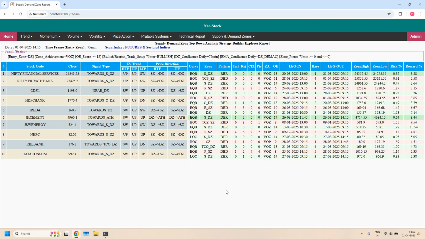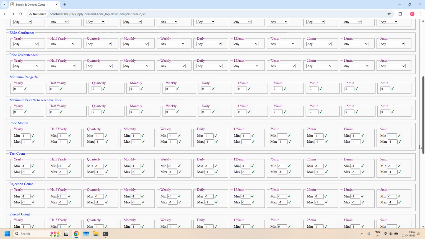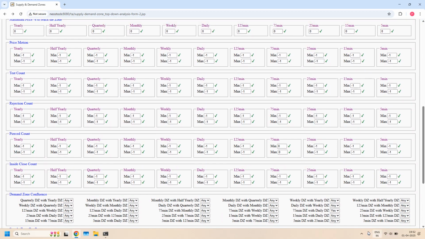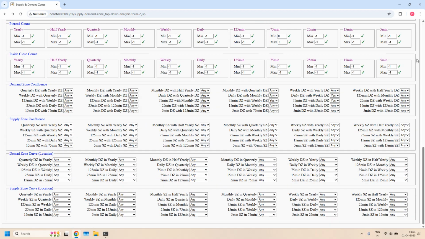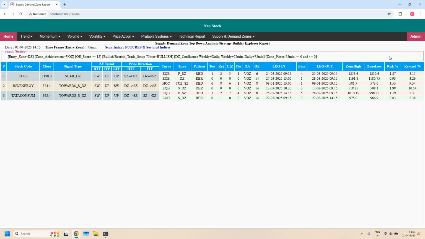Okay, next let us look into LTF, ITF and HTF demand zone confluence supported stocks. That is 75 minutes, daily and weekly demand zone confluence. Removing EMA filter. In the demand zone confluence, we should set 3 filters. First filter is already enabled. Next 75 with weekly demand zone confluence. Daily with weekly demand zone confluence. With all the 3 filters, LTF, ITF, HTF demand zone confluence.